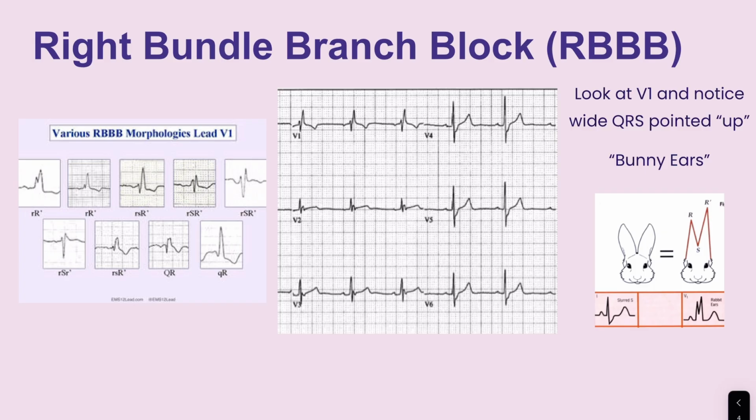All right, looking at V1, notice the wide QRS pointed up, and it looks kind of like bunny ears. Your bunny ears are going to be your classic symbol here in V1. V1 bunny ears, I want you to think bundle branch block on the right side, right bundle branch block. How do you remember right? Well, remember, our V1 is more on the right side of the heart, okay? This is the furthest of the precordial leads on the right side, whereas V6 represents that left side. So right bundle branch block, V1, right side, bunny ears.